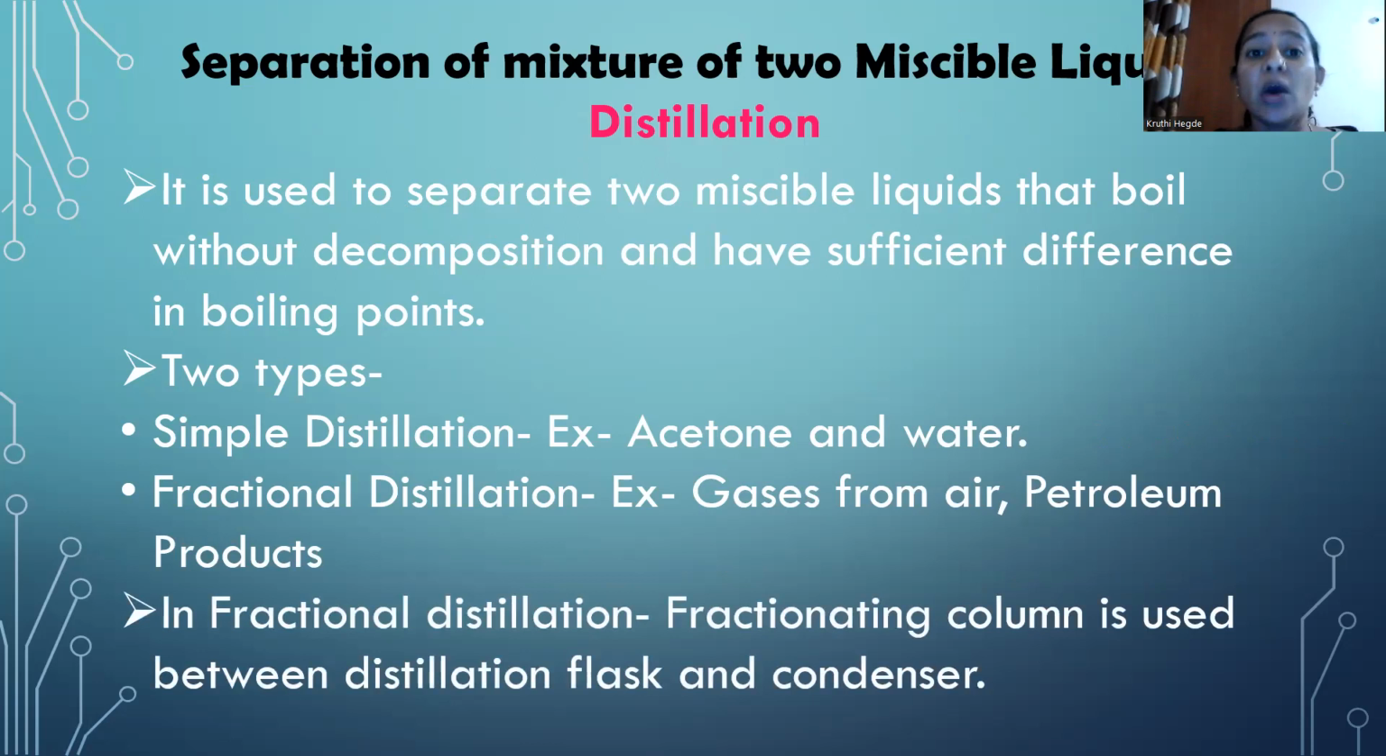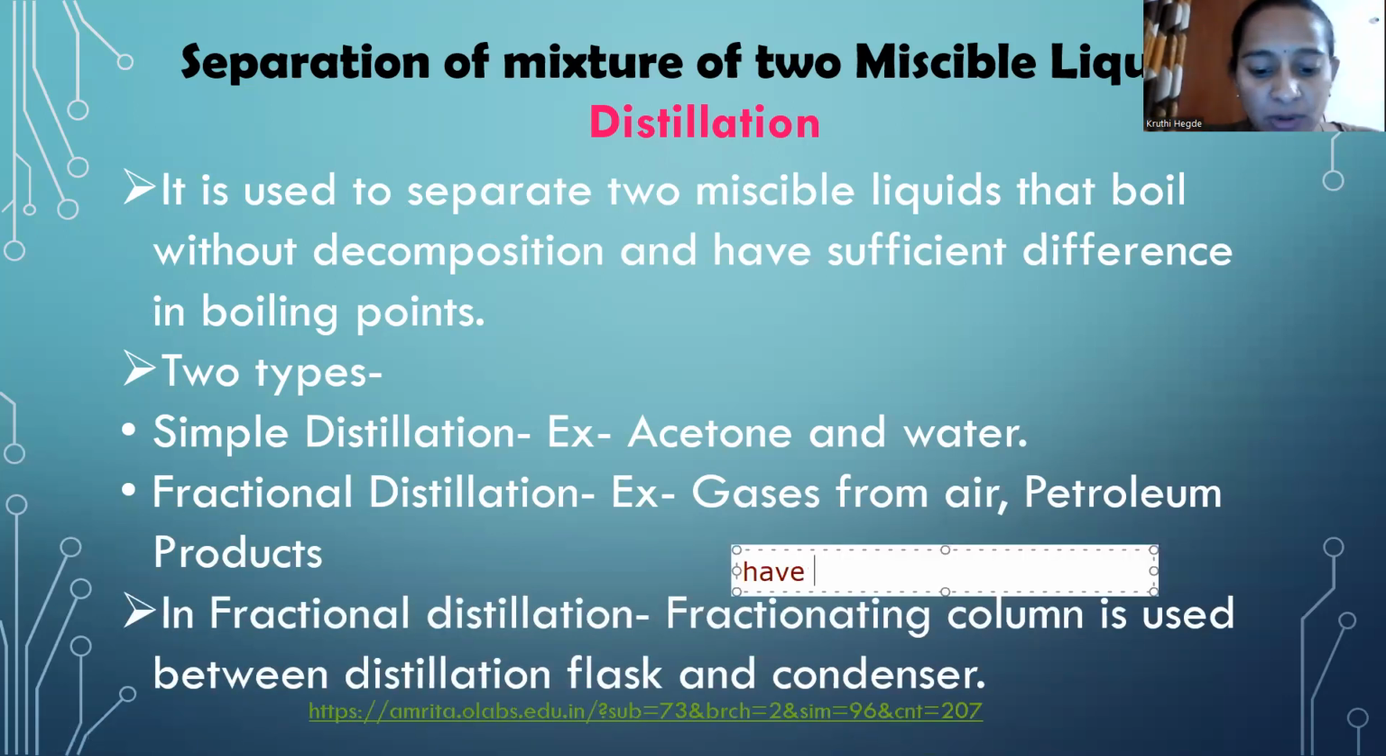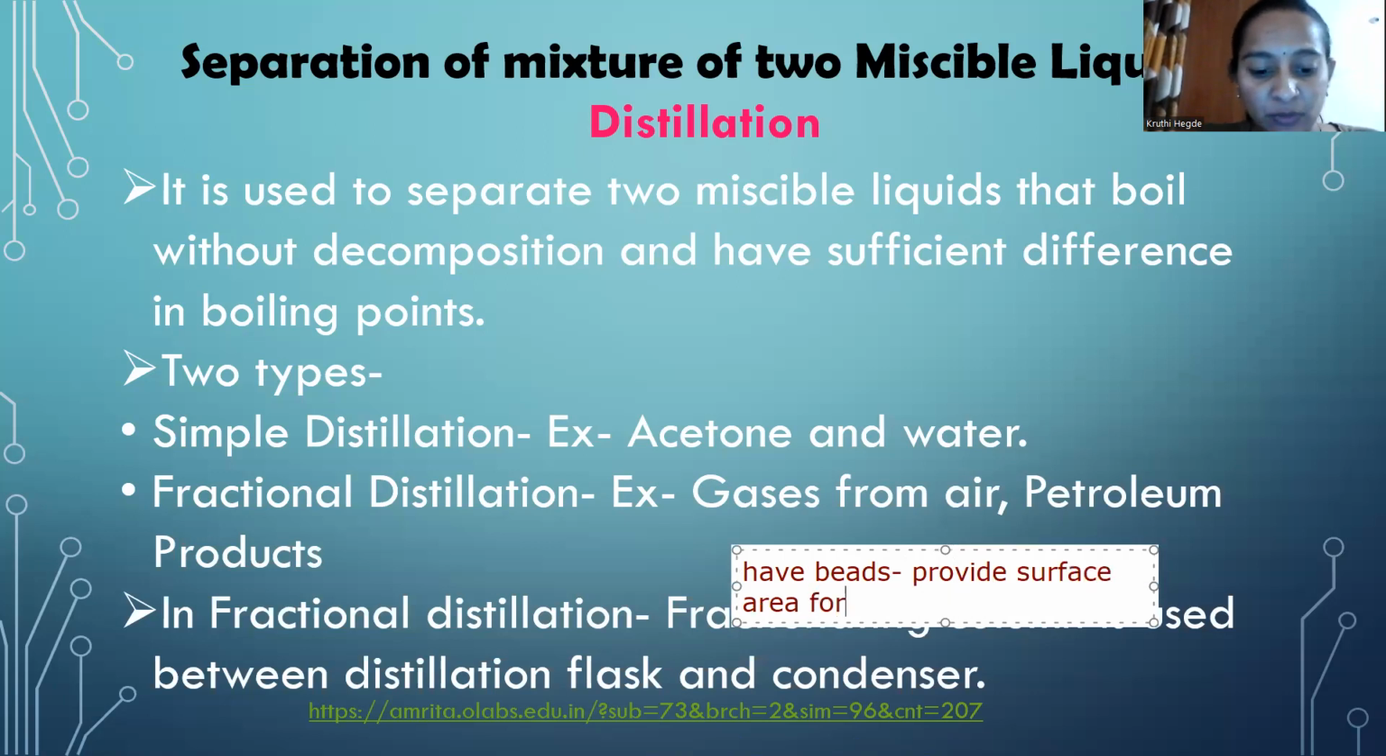In fractional distillation, the only difference is that a fractionating column will be fixed between the distillation flask and the condenser. What is this fractionating column? It's a column in which there will be beads. Fractionating column will have glass beads present in it. The beads provide surface area for vapors to cool. When more beads are added, more space is available for vapors to cool down.